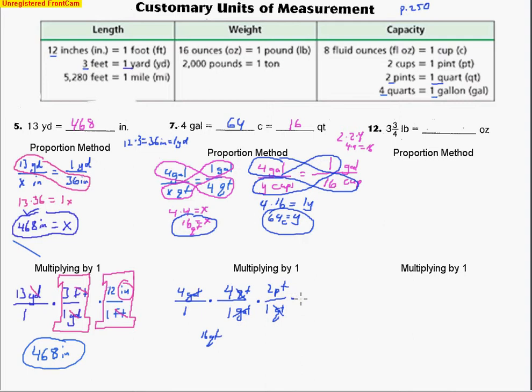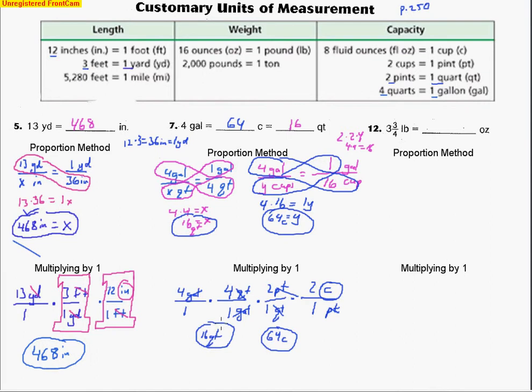All right, well, we're still not done because we need to go to cups. Well, we put the pints down below because we want those to cross cancel, and we put the cups up top. Well, how many cups are in a pint? It's 2. So then from there we get our cups, which is what we want. And we go ahead and multiply all those numbers, we get the same answer. 64 cups is the value of 4 gallons.